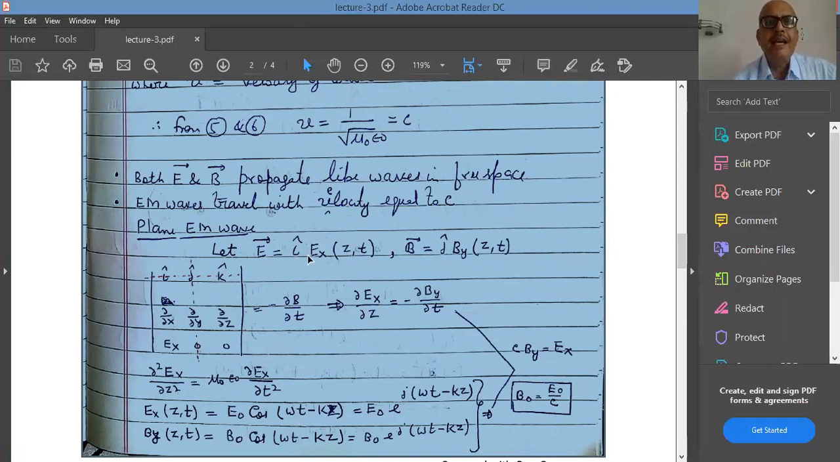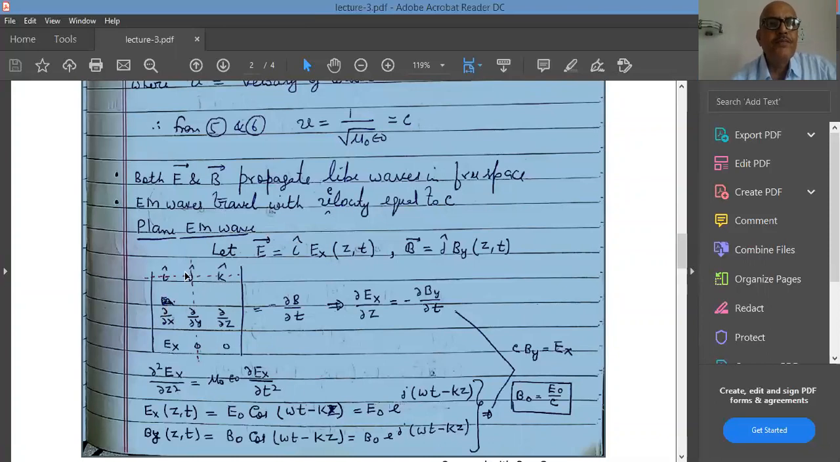So if E has an X component and B has a Y component, let us make use of equation number 3. So here i, j, k is there, del over del x, del over del y and del over del z is there. We will call it a plane electromagnetic wave if the variation is there along the direction of propagation only. Both del over del y and del over del x are equal to 0. Plane electromagnetic wave is defined like this only, that there is variation along the direction of propagation. Only del over del z is non-zero.